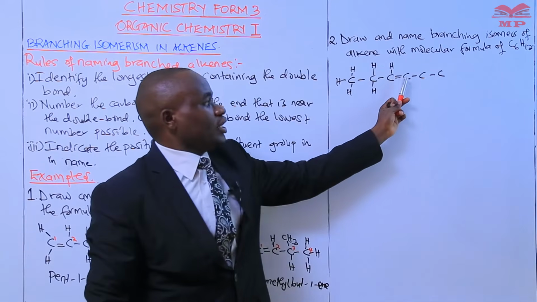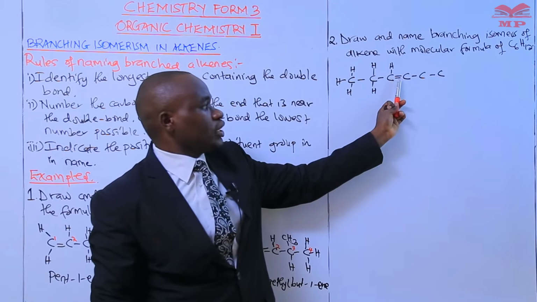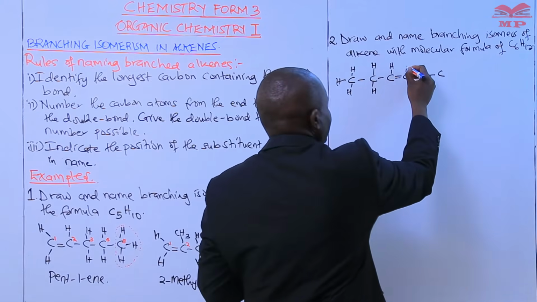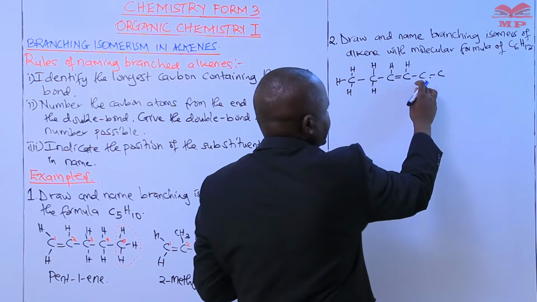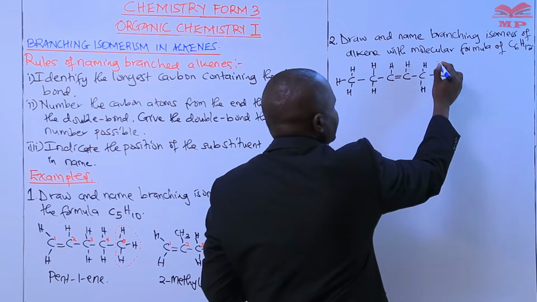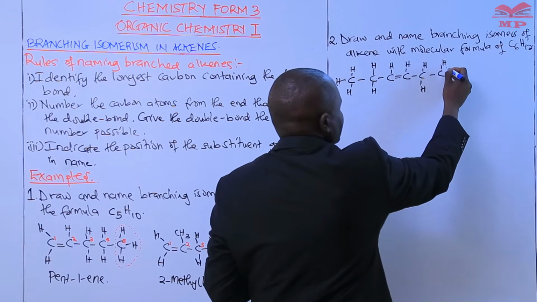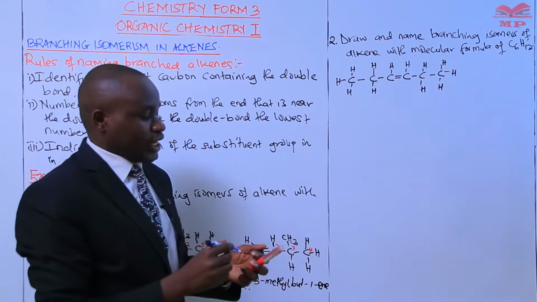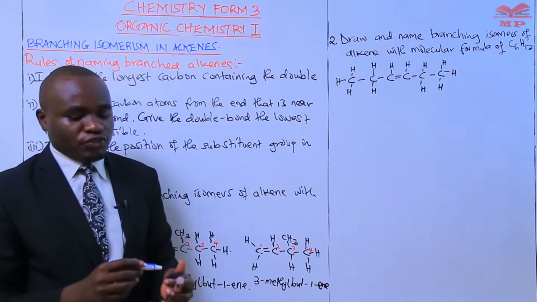Then the next one has already 3. This is 1, 2, 3. So we add one more to make it 4, like that. And then the second last has 2. So we are adding 2 more, one up, another one below. The last one has 1. So we are adding 3, like that. So that is the first isomer that we come up with.